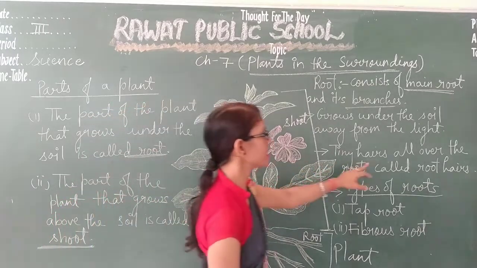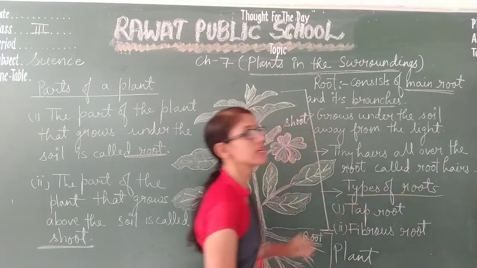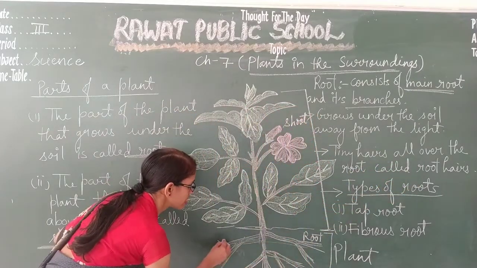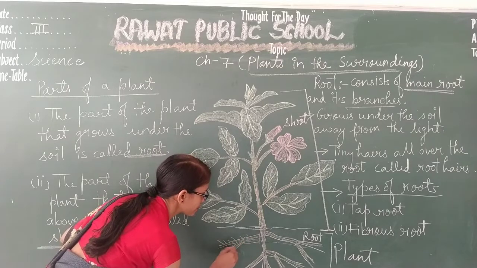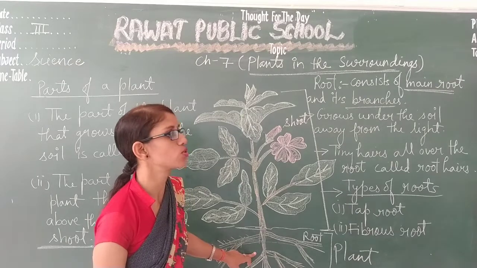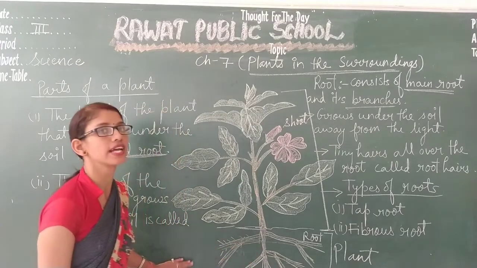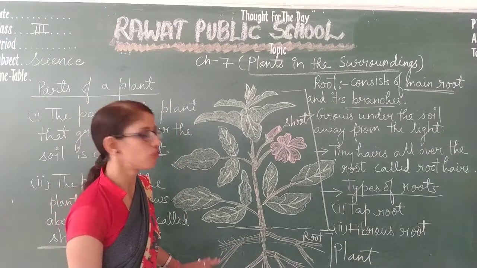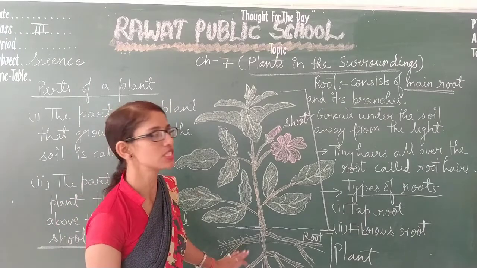Next, tiny hairs all over the root called root hairs are present. जहाँ पे root present है, all over the surface of the roots small hairs are present which are known as root hairs, and these root hairs help in absorption of the water and minerals from the soil.